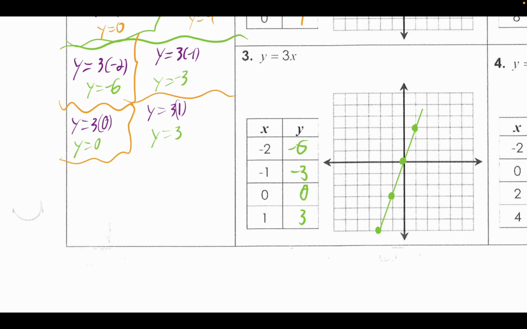Connect these. They should make a straight line, otherwise you did something wrong, like I did in the last one for a moment before correcting where the point was on the graph. And then draw the arrows on each end to call this our line.